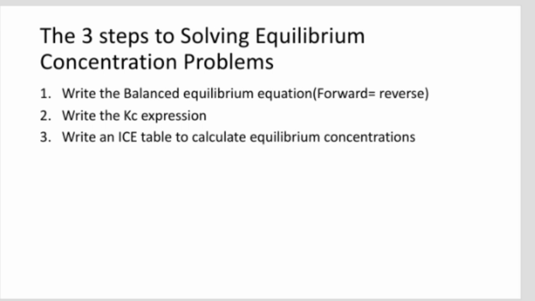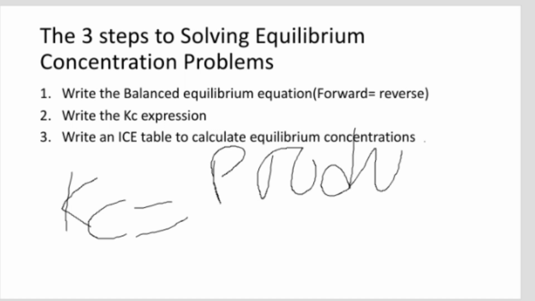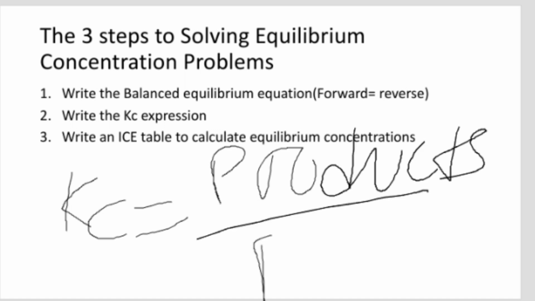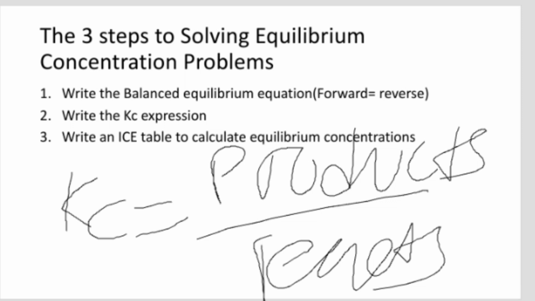The second one is write the Kc expression. In the previous video, we talked more on writing the Kc expression. For example, the Kc, we said it's always products over the what? Over the reactants. So this is the Kc we are talking about. Now the last step is write an ICE table to calculate equilibrium concentrations. So for us to understand this well, we are going to be using examples.